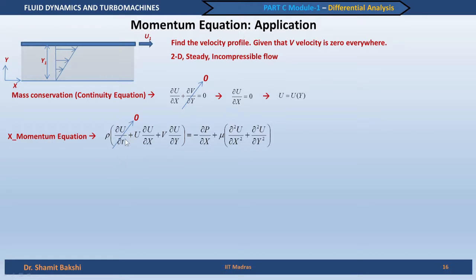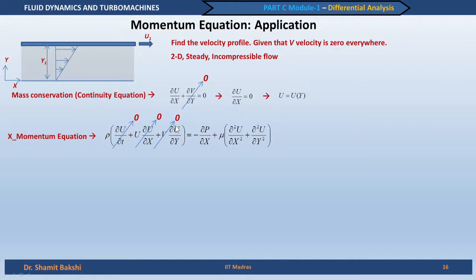First of all, this is a steady case, so this term goes out. So, this is 0. Then we already got del u by del x is equal to 0 from here. So, if we use that criterion, then this second term also vanishes, it goes out. Then v is 0, so this term also goes out.